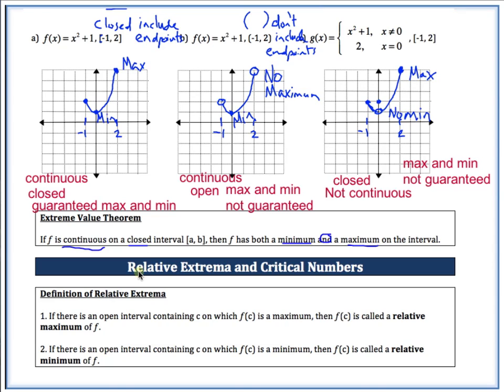So next we're going to talk about relative extrema and how they relate to critical numbers. So first off, the definition of a relative extrema: if there is an open interval containing c on which f of c is a maximum, then f of c is called a relative maximum of f. So open intervals are going to give us relative maximums. And if there's an open interval containing c on which f of c is a minimum, then f of c is called a relative minimum of f.